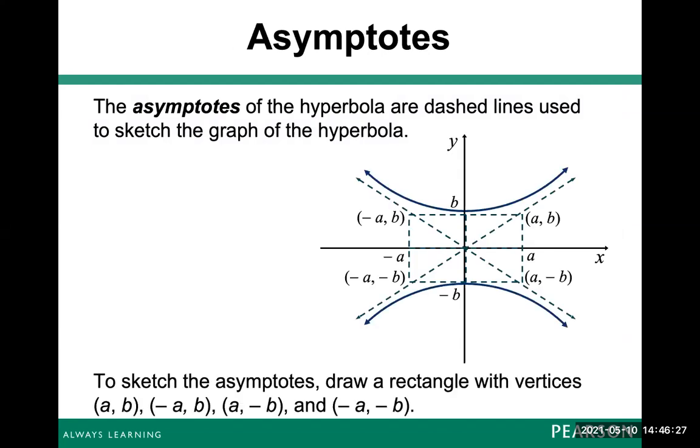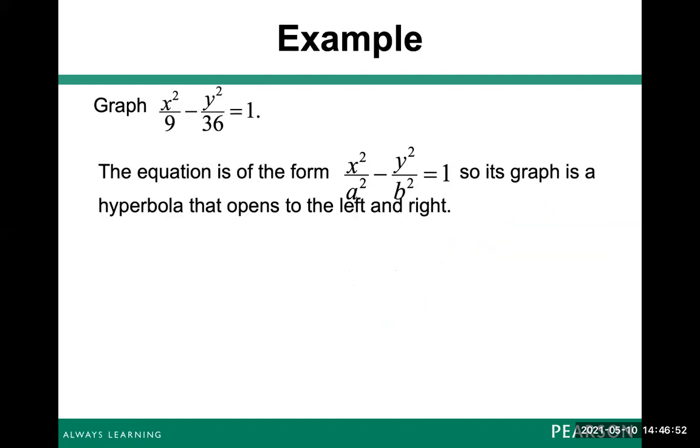To sketch the asymptotes, you're going to draw a rectangle with vertices at (a, b), (-a, b), (a, -b), and (-a, -b). And then you draw these slanted lines through the diagonals of those rectangles, and that will help you determine the shape of the hyperbola. So we'll go through a few examples here.